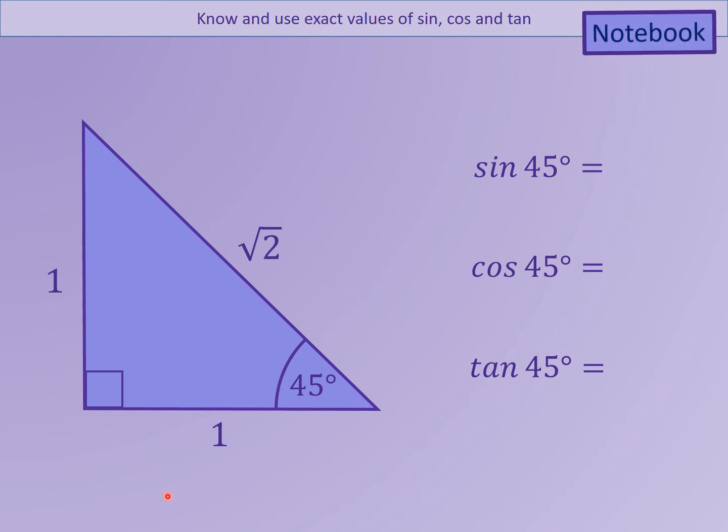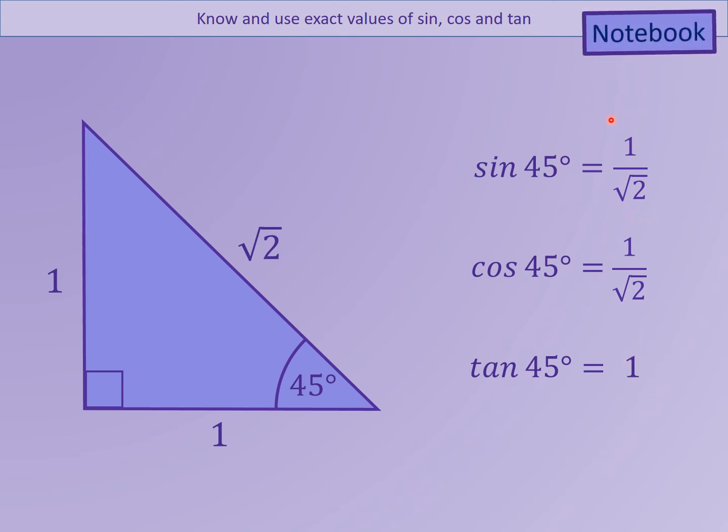Now once you have the three sides of your triangle, it's very easy for you to work out sine, cos and tan using your situation from school where you knew that sine was to do with opposite over hypotenuse, cos is to do with adjacent over hypotenuse, and tan is to do with opposite over adjacent. So sine 45, O over H, is going to be 1 over root 2, cos 45 is going to be 1 over root 2, and tan 45 is going to be just 1 because it's 1 over 1.